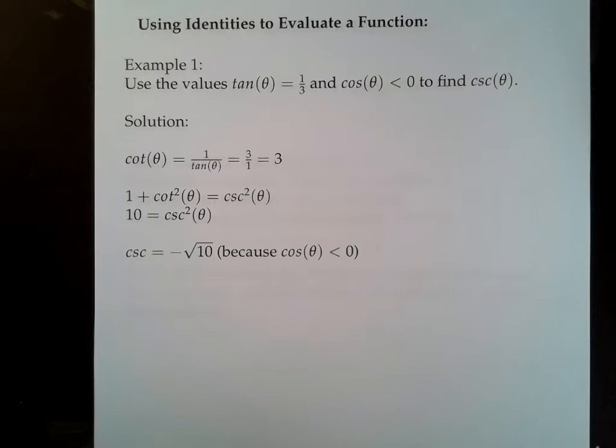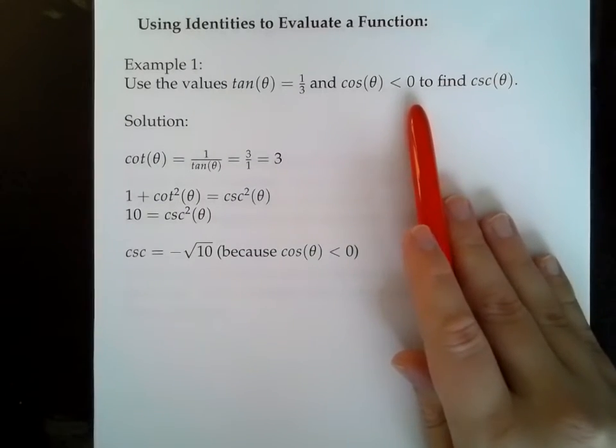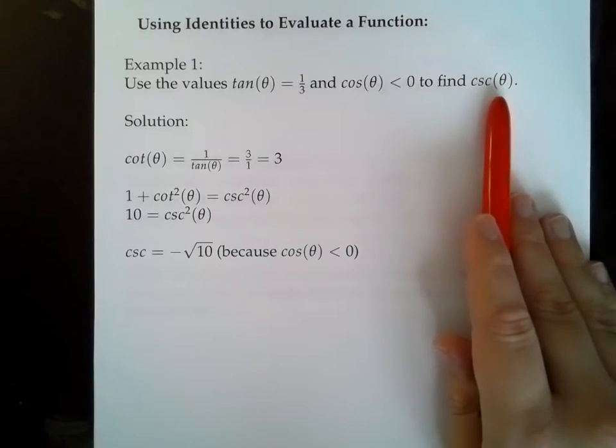So I want to use another example of using identities to evaluate a function. Since we did kind of a more difficult one with the last one, having to do a few more steps, I wanted to use something that was a little bit easier. So I want tangent of theta is equal to 1/3, and my cosine of theta is less than 0. And I want to use this to find cosecant.